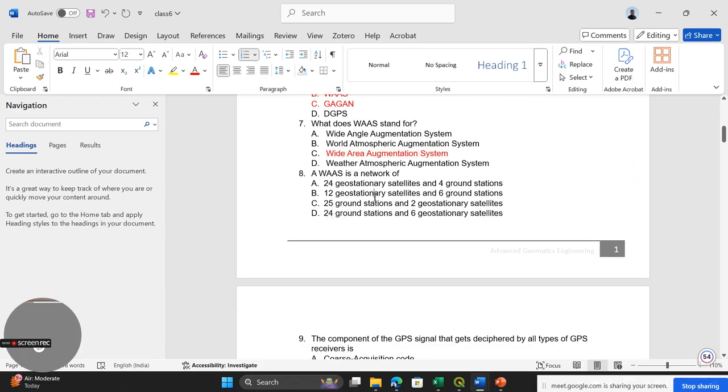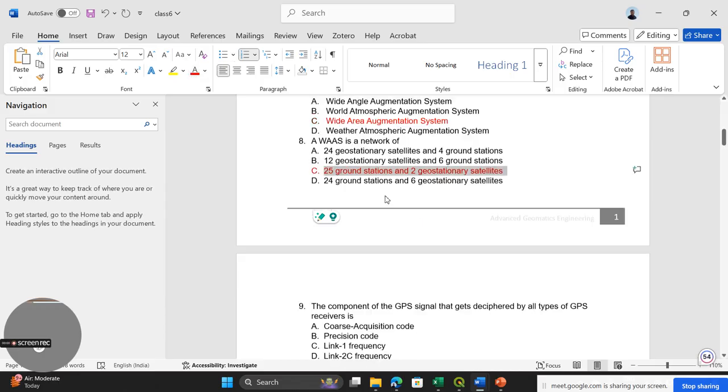So this WAAS is a network of, right? Exactly. So it's a combination of ground stations and geostationary satellites, which will measure the accurate locations, finding out the bias, and then that bias or error it will augment with the other system so that it can improve the positional accuracy.